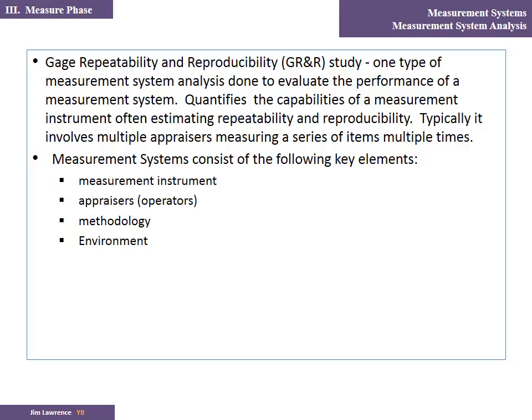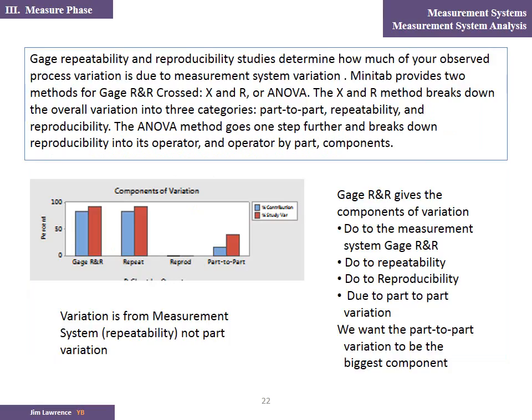Gauge R&R, gauge repeatability and reproducibility, is one type of measurement system analysis done to evaluate the performance of a measurement system. It quantifies the capabilities of a measurement instrument, estimating repeatability and reproducibility. It typically involves multiple appraisers measuring a series of items multiple times. Measurement systems consist of the following key elements: the measurement instrument, the appraisers or operators, the methodology, and the environment. Gauge repeatability and reproducibility studies determine how much of your observed process variation is due to the measurement system variation.